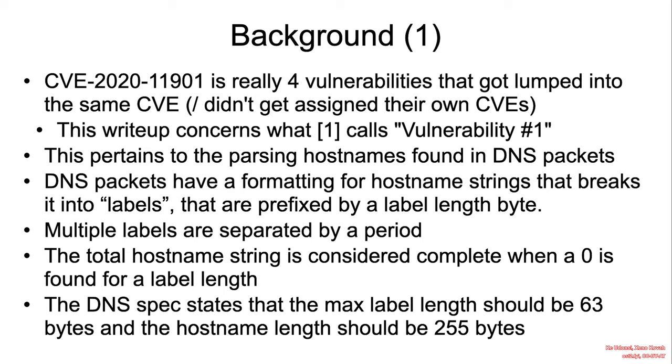DNS supports message compression by eliminating duplicated labels in the message. A label is a component of a domain name. DNS packets have a formatting for hostname string that breaks it into labels that are prefixed by a label length byte. Multiple labels are separated by a period. The total hostname string is considered complete when a zero is found for label length. The DNS spec states that the max label length should be 63 bytes and the hostname length should be 255 bytes.